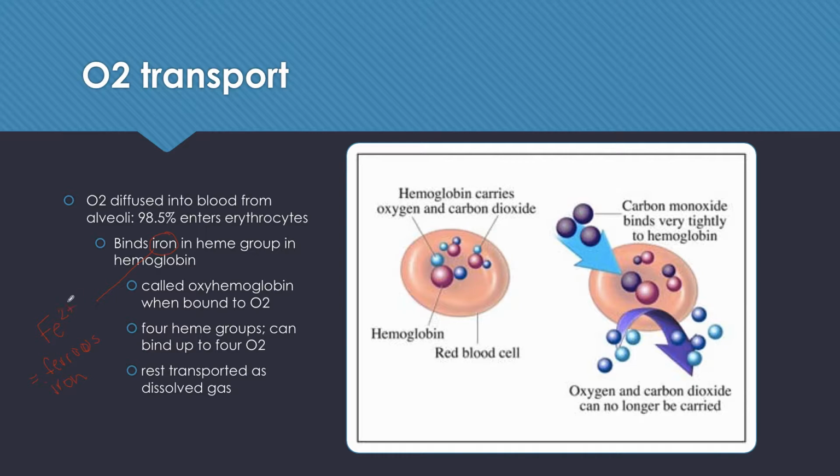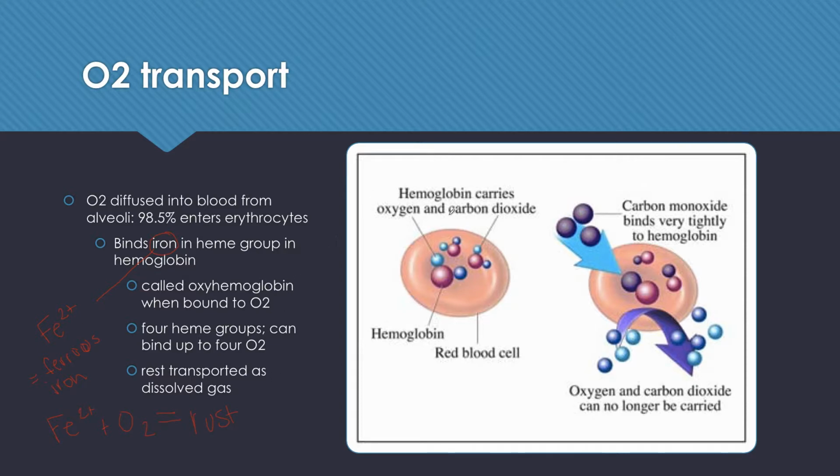In the environment, when Fe2+ combines with oxygen, we call that rust. So Fe2+ plus O2, oxidized iron equals rust. So there's a reason that your blood tastes and smells similar to an oxidized metal, because it very literally is. Each hemoglobin can carry 4 O2 because it contains 4 heme groups. The rest is transported as dissolved gas.